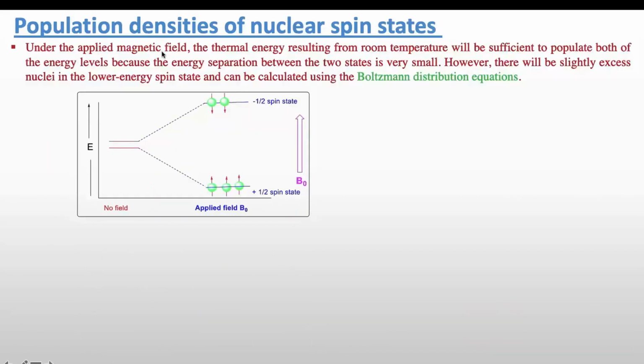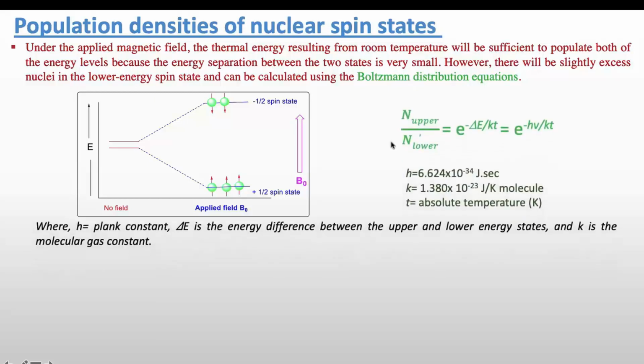So under the applied magnetic field, the thermal energy resulting from room temperature will be sufficient to populate both of the energy levels, because the energy separation between these two states is very small. However, there will be a slight excess of nuclei in the lower energy spin state, which can be calculated using the Boltzmann distribution equation. So this is the Boltzmann distribution equation where h is Planck constant, k is the molecular gas constant, and T is absolute temperature. So this equation tells that at room temperature, this thermal energy is sufficient to populate more nuclei in the lower energy state.